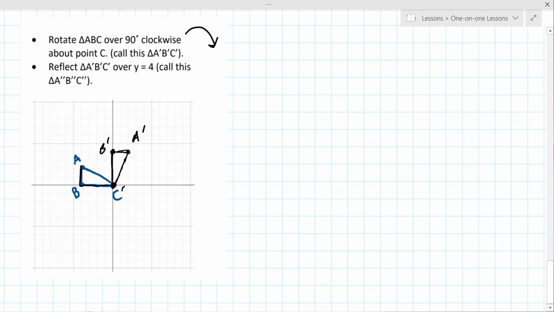And then you're going to reflect over the line y equals 4. So that's right here. The only point that's going to change is C, it's just going to go up here to C double prime. The other ones just stay exactly where they are, because when you're on that line, they don't go anywhere.